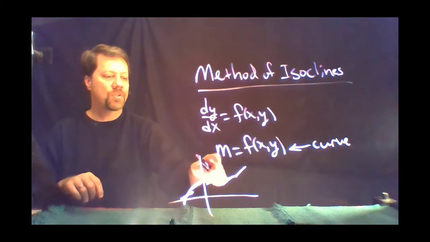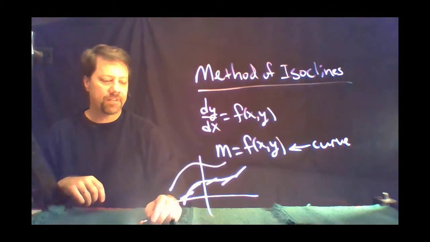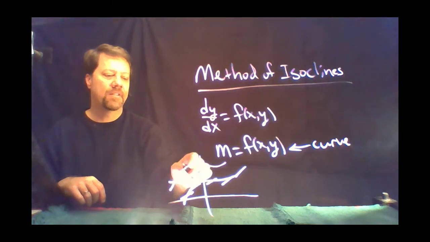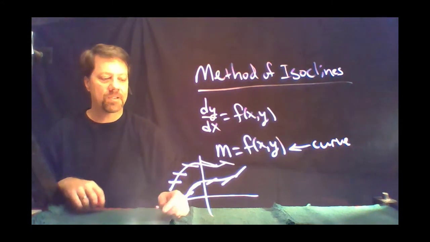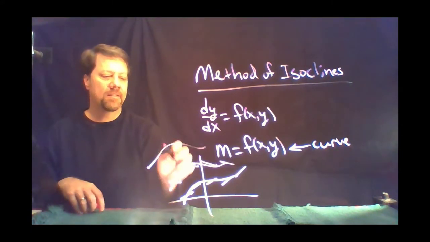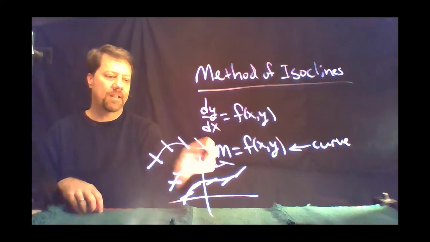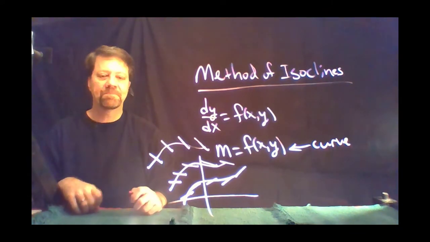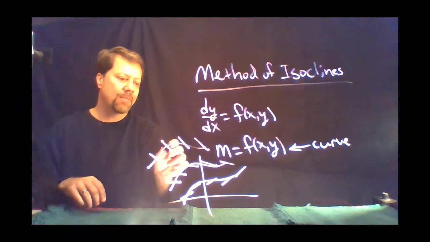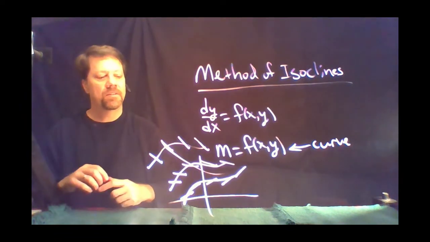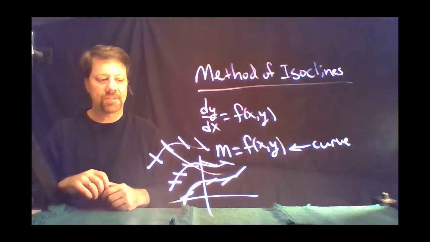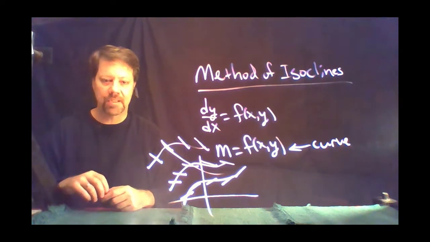If you choose a different value of m, you'll get a different curve, in which case you might have other slopes, the same slope on that curve. And on another isocline, all the same slopes there. You end up being able to follow those to try to figure out what the shape of the solution curve will look like.